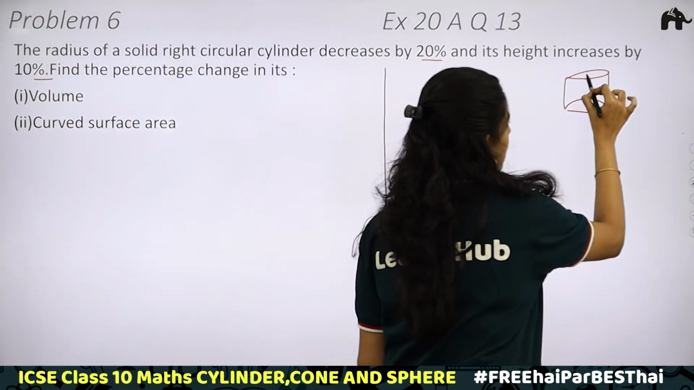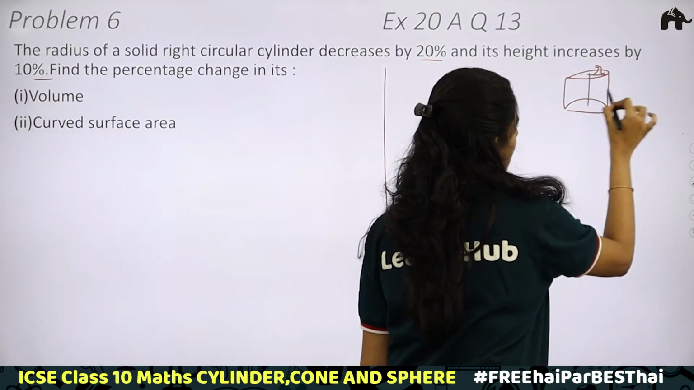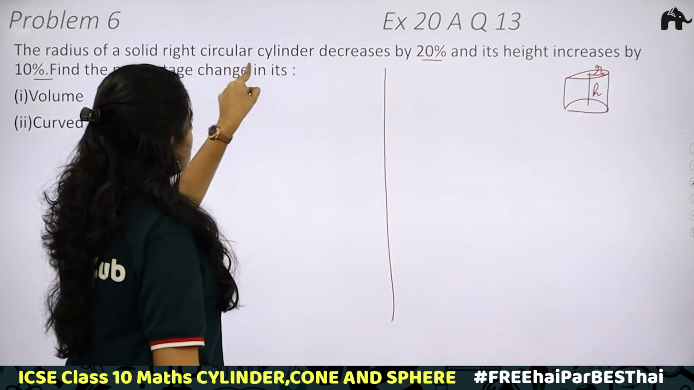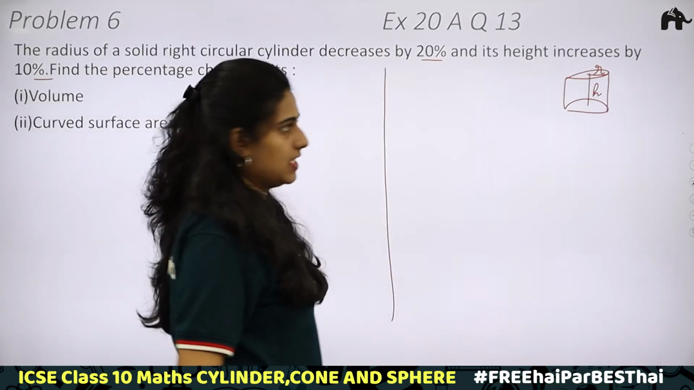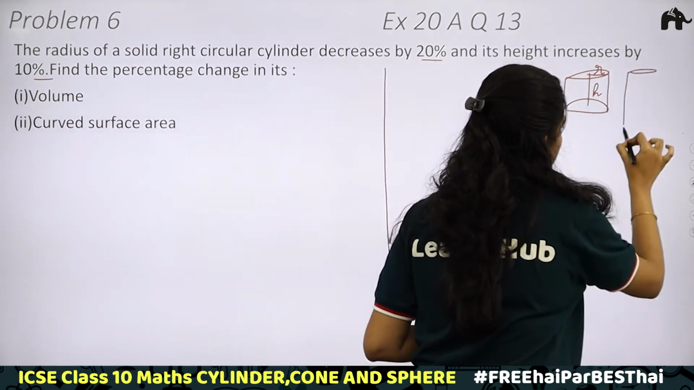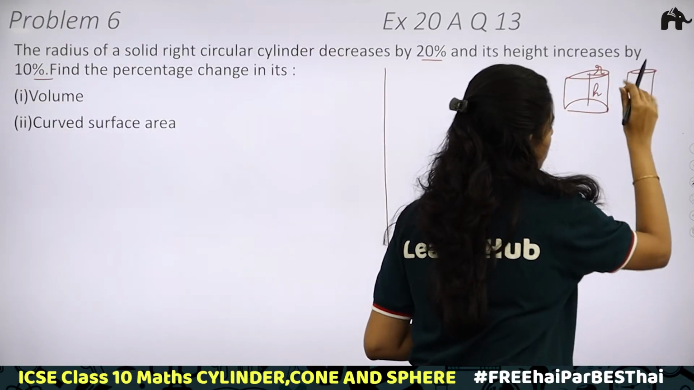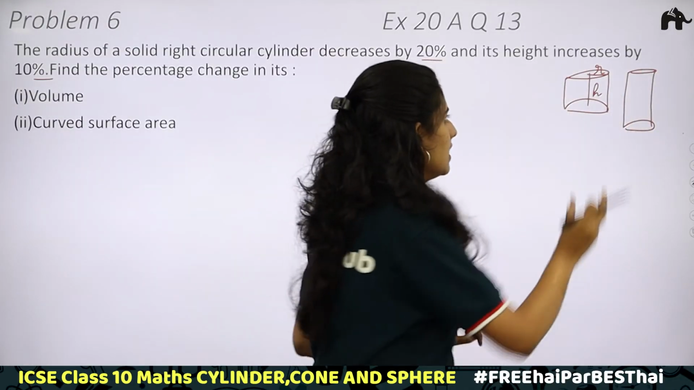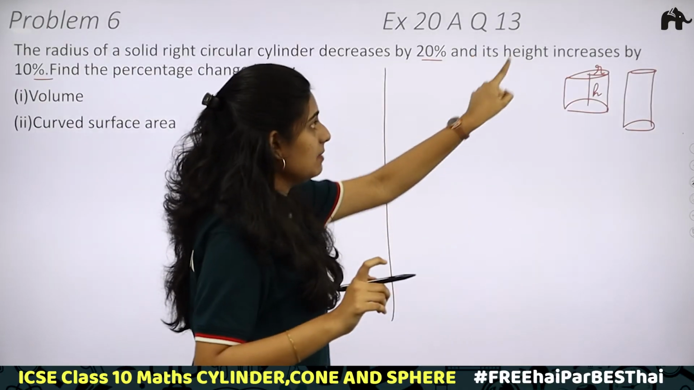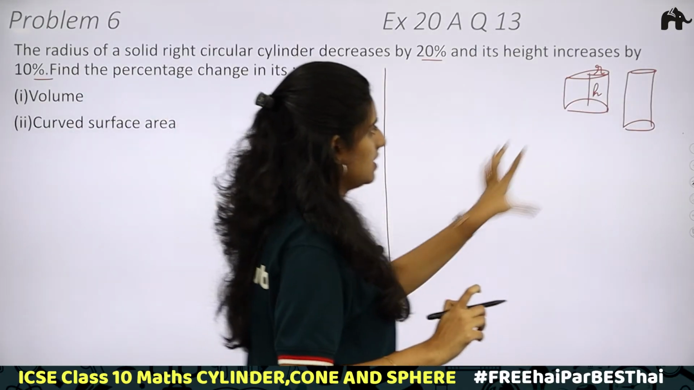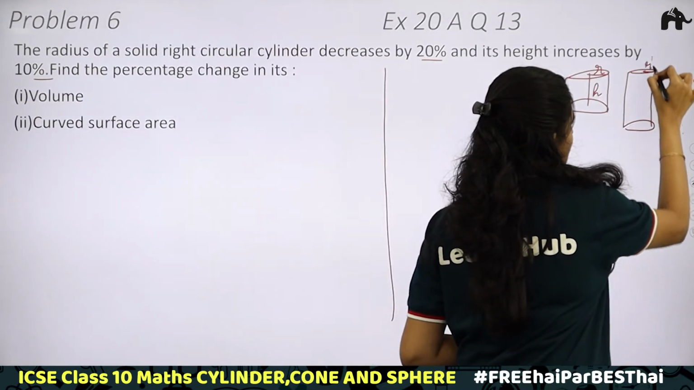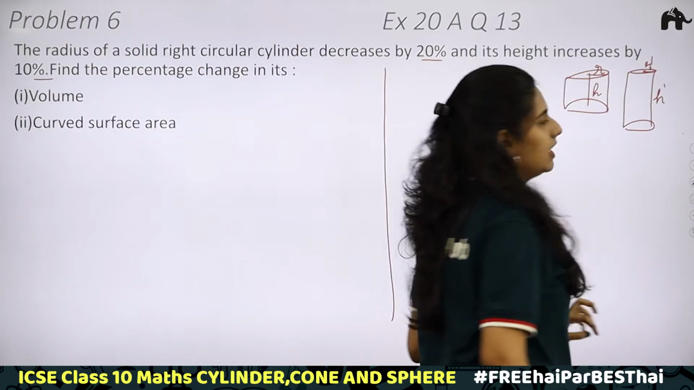Okay, here we have a cylinder. Let us take the radius as r and height h. Now what happens? The radius of solid right circular cylinder decreases by 20%. So we'll get a new cylinder such that the radius has decreased by 20% and at the same time height increases by 10%. We'll take the new radius as r dash and the new height as h dash.